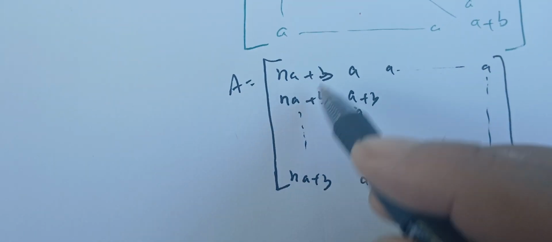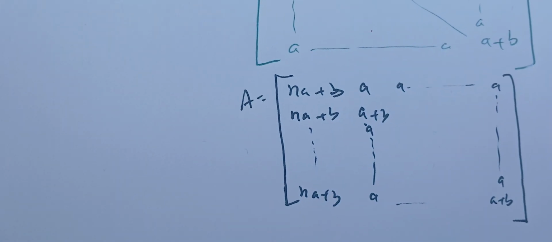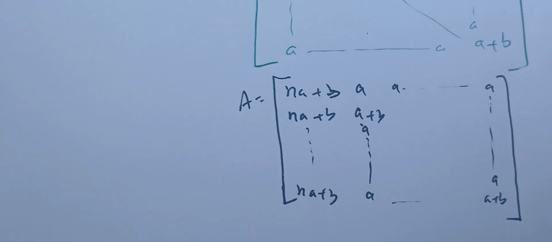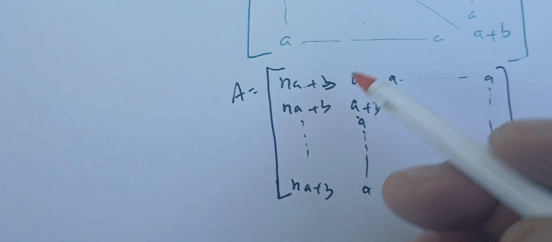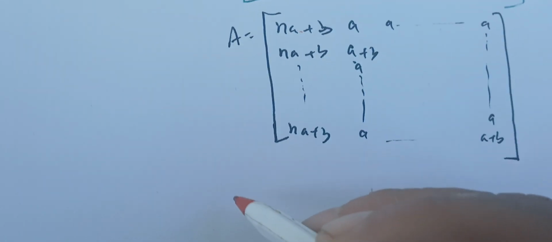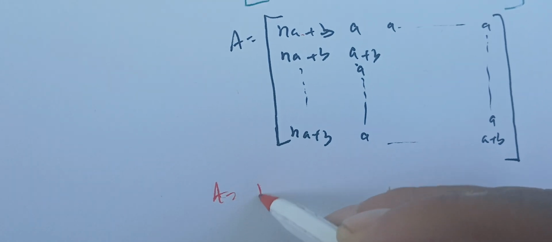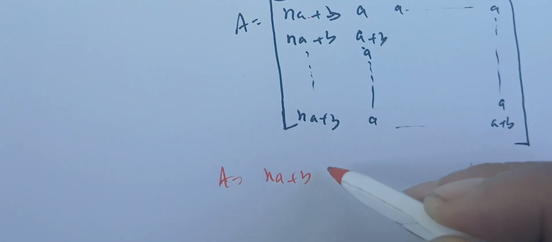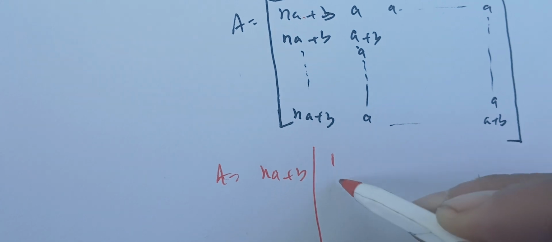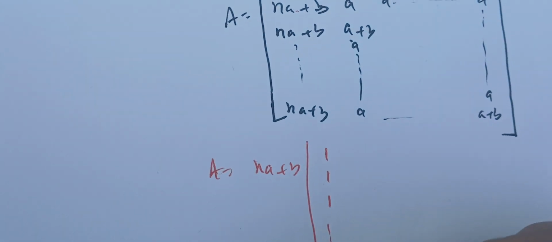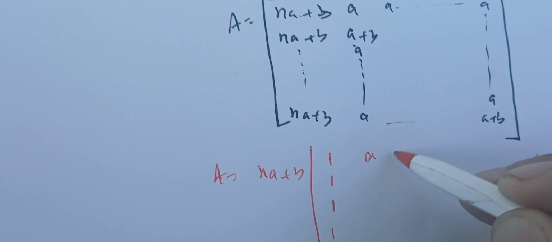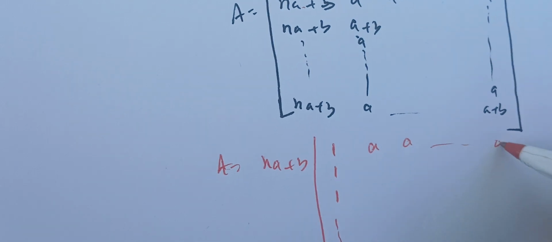Now we can take this element outside. Using linearity, we can take na plus b outside. Therefore our matrix will be na plus b times a matrix whose first column is 1, 1, 1, 1, and the others stay the same.